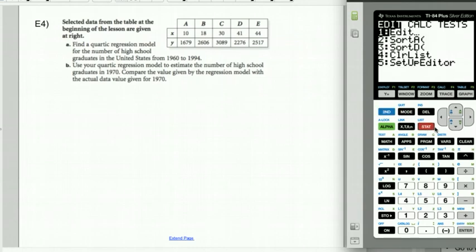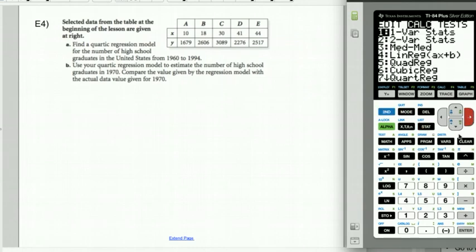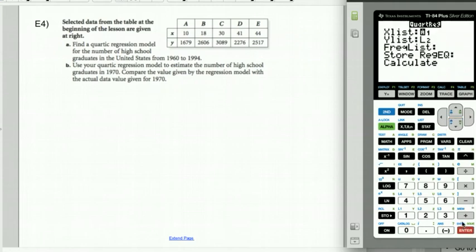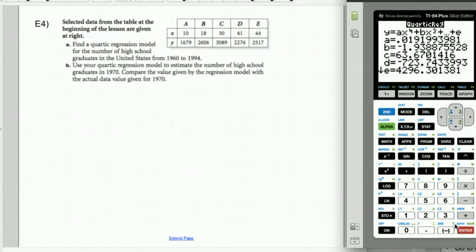So when I go back to Stat, I'm now going to pick Calc. And I was told I want a Quartic regression. Well, that means go to the one that says Quart Reg. And the default lists will be L1 as your X and L2 as your Y anyway, unless you use different lists. So I would recommend using them if you can. Let's go ahead and take a quick screenshot of this. So I did a Quartic regression.